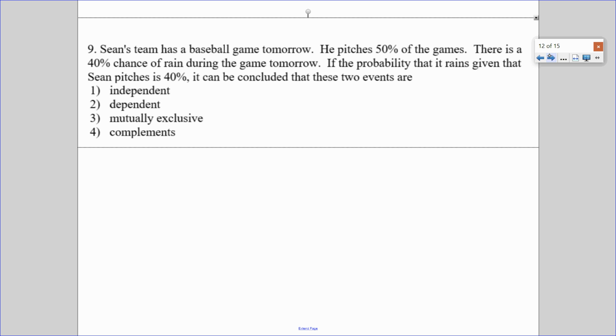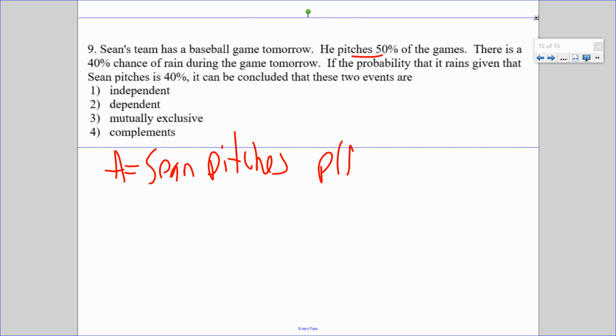He pitches 50% of the games. There is a 40% chance of rain during the game tomorrow. If the probability that it rains given that Sean pitches is 40%, it can be concluded that these two events are... Well, let's take a look at what information they're giving us. So he pitches 50% of the games. So let's make A Sean pitches. And that makes P of A 50%.